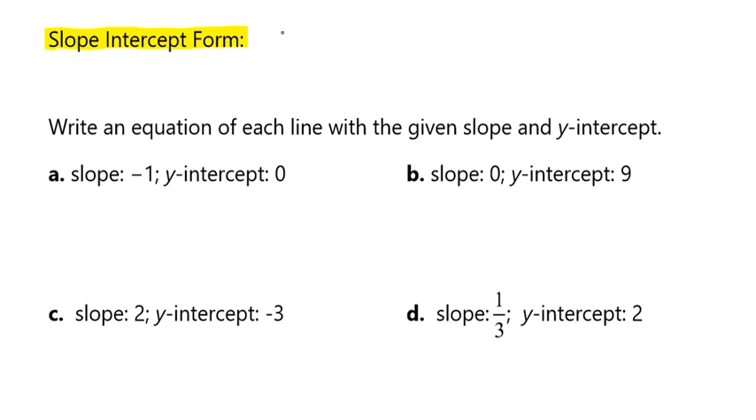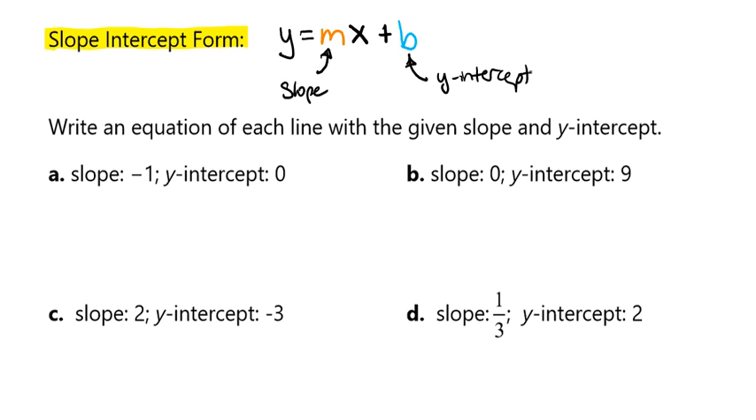Slope-intercept form is when we have y equals mx plus b, where m is our slope and b is our y-intercept. So if we have the slope and we have the y-intercept, we can simply substitute them right into our equation. We're going to do a few examples so we can see how this works.